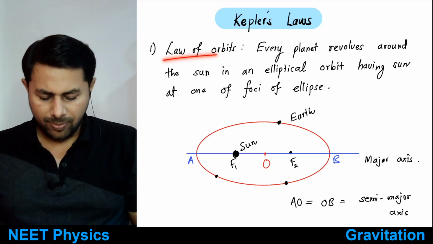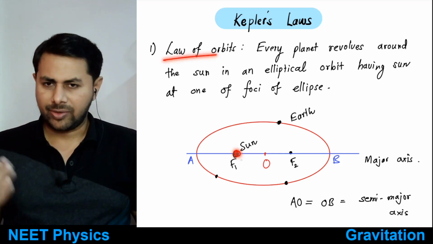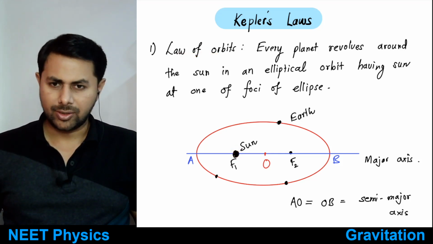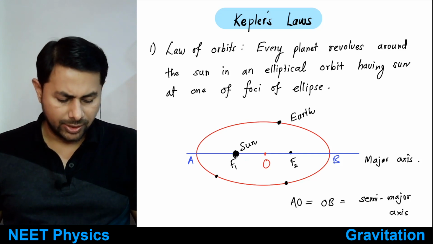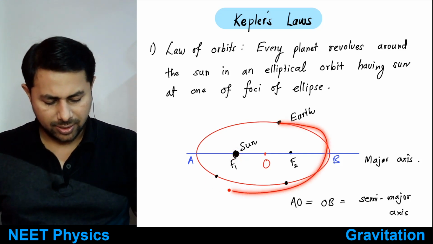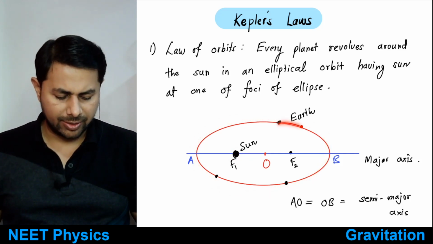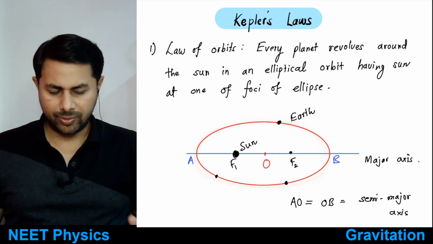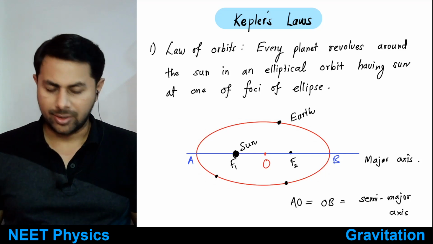So the law of orbits says that the sun is at one of the foci of the ellipse. Foci means the plural of focus. So suppose the sun is at this focus, then the earth or any other planet will revolve in an ellipse. So this is the first law.